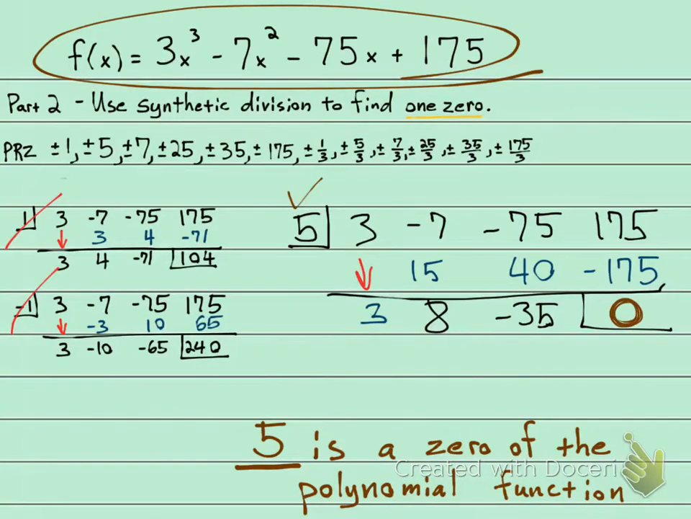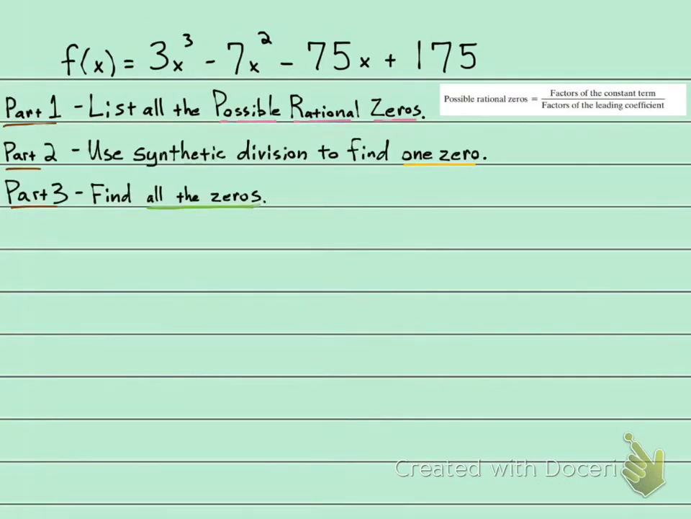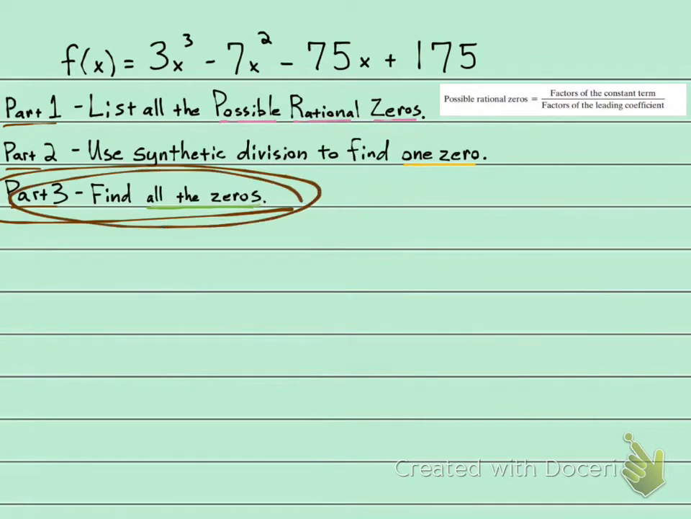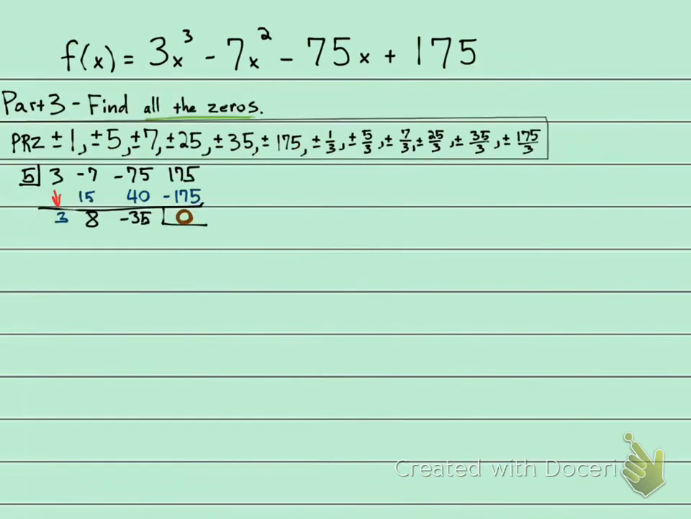All right, so I just finished part 2 to find that 5 is a 0 of this polynomial function up here at the top. Part 1 was my possible rational zeros, and then part 3 now wants me to find all of the zeros. Okay, so I have one of them. I have 2 more to find. So let's find all of the zeros.